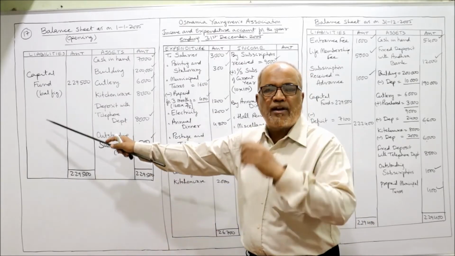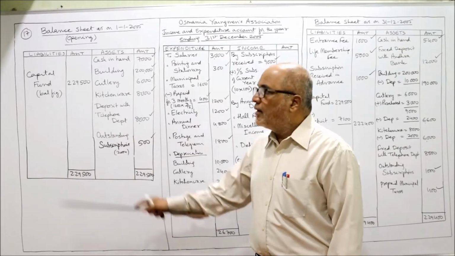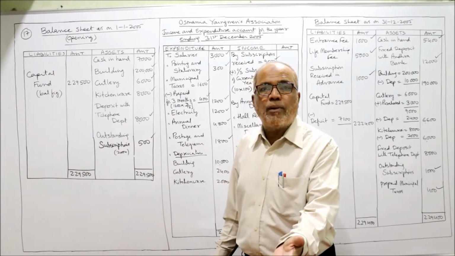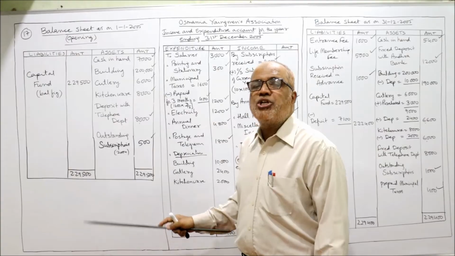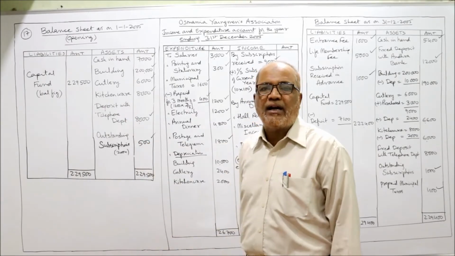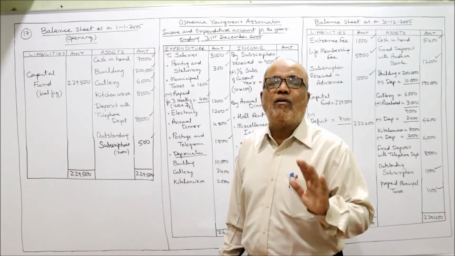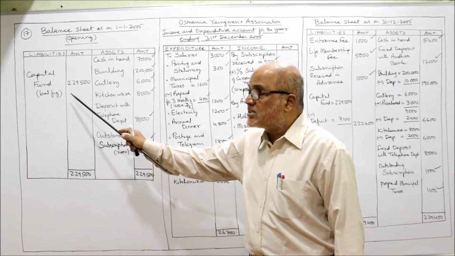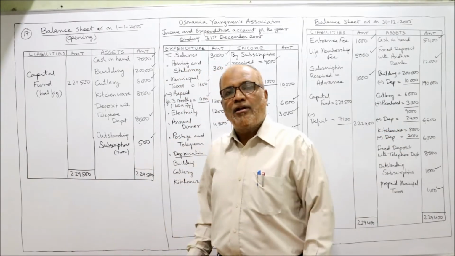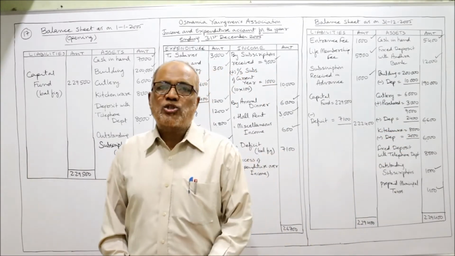So the balancing figure is the capital fund. Balancing figure is the capital fund. That is not given in the problem. By making this balance sheet, we come to know there is a capital fund of 2,29,500 at the beginning of the year. And we need this. Without this, we cannot make the balance sheet at the end of the year. That's all. Now come to income and expenditure account.